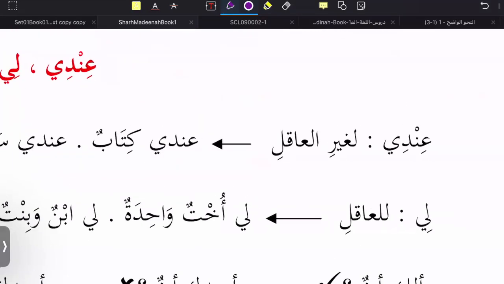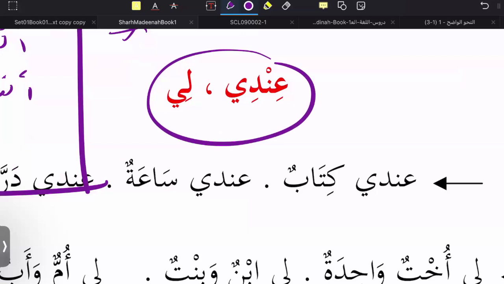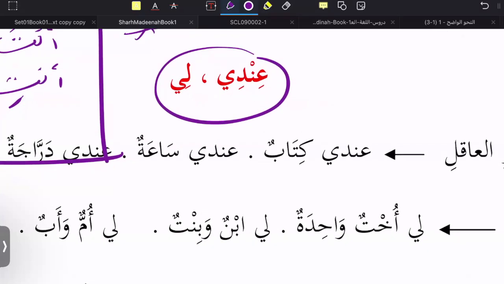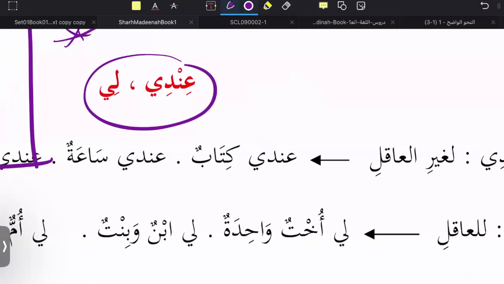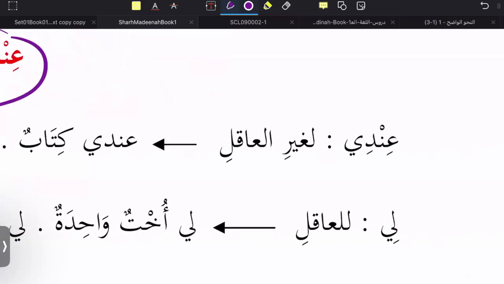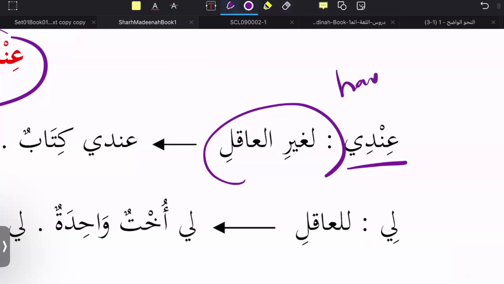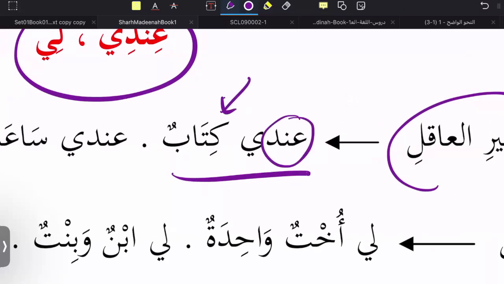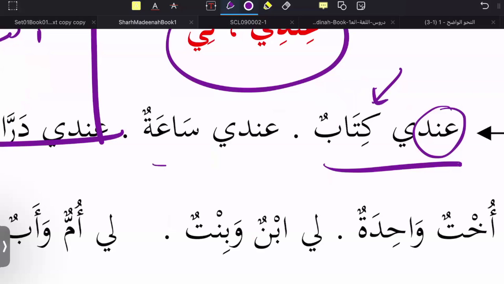So now the author is talking about indi and li. This topic is being discussed here. There are a little bit of subtleties and nuances between the usage of indi and li, especially when we are trying to translate as have. So you say indi, li, for non-rational things. So when you want to say I have, the translation is to have, then we use enda for objects. So for example, a book. You want to say, I have a book. You say, indi kitab. Right here, indi kitab, exactly the one that I said. Because kitab is non-rational, we have to use indi. You say, indi sa'a, I have a watch.